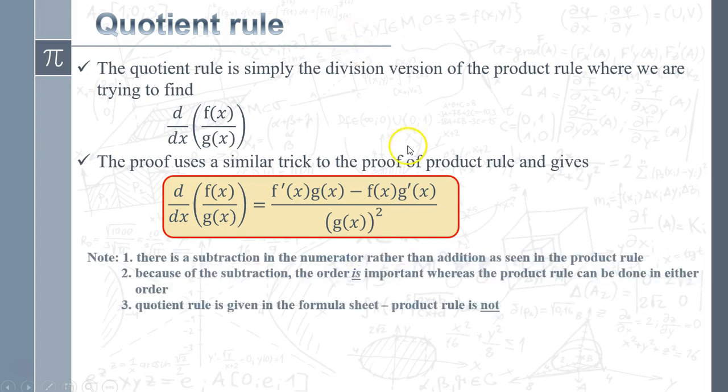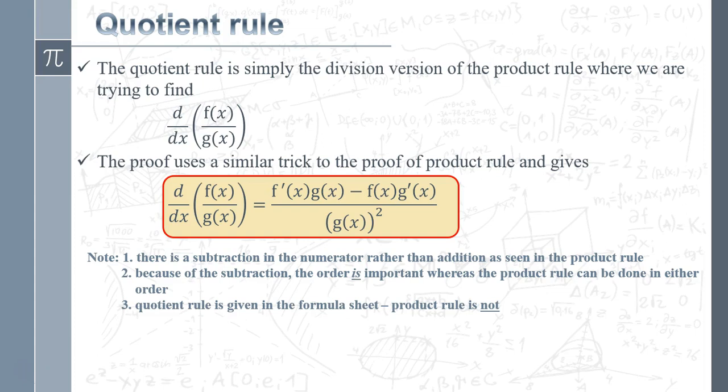Firstly, what we've got here is the same structure as product rule. Differentiate one, leave the other one alone, leave that one alone, differentiate that one. But in this particular case, because it's a subtraction rather than an addition, it does matter which way around you do it. So it's got to be differentiate the numerator, leave the denominator alone, minus, leave the numerator alone, differentiate the denominator. And you've also got this slightly bizarre division by the denominator squared on the bottom.